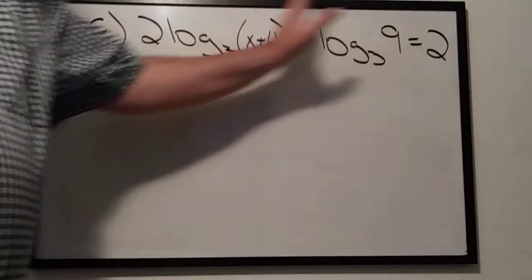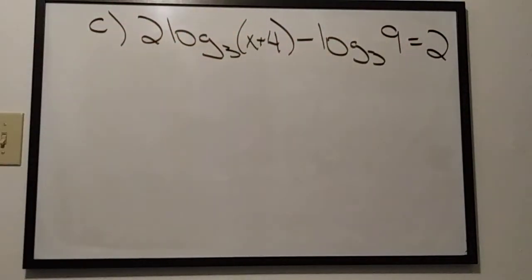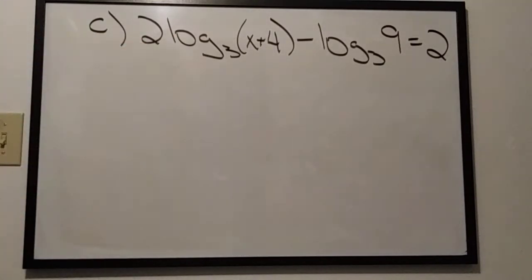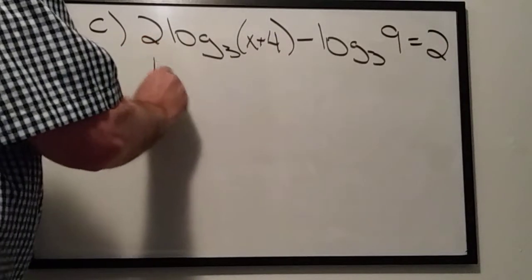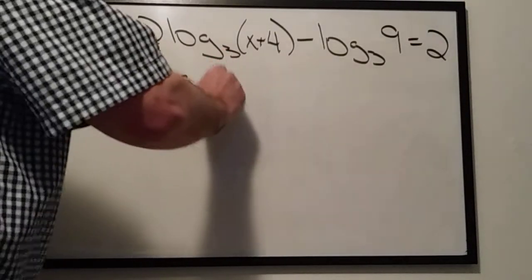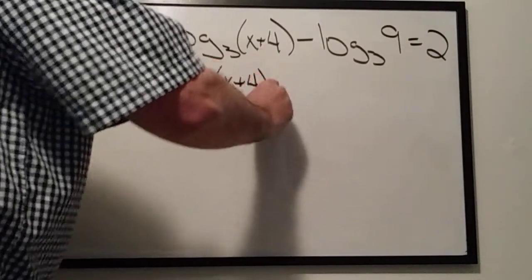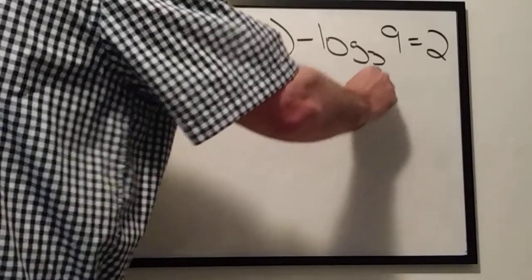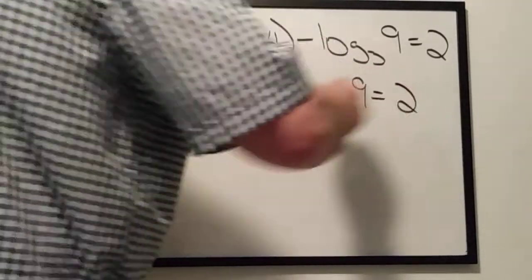I have two separate log pieces on the left-hand side, and I want to rewrite them so that we have just one log. So, okay, thinking about the ideas from the previous section, we have this idea that we're going to use the exponent idea first, so I'm going to bring that power of 2 up. So we're going to have log base 3 of the quantity x plus 4 squared minus log base 3 of 9 is equal to 2.